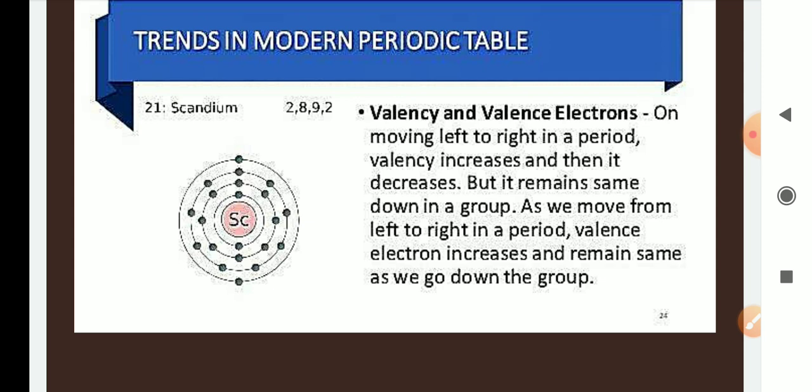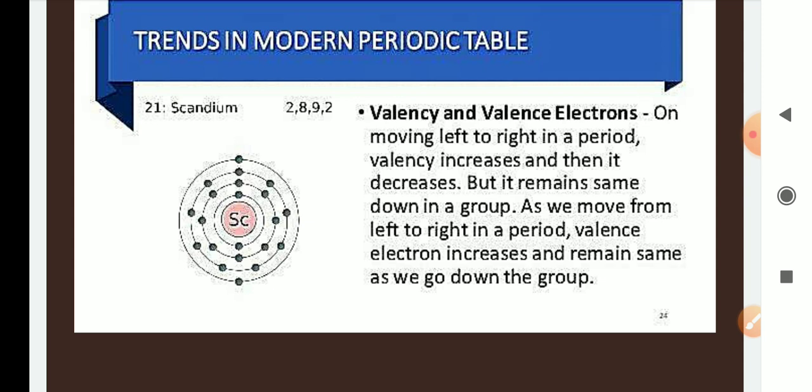The modern periodic table contains 18 vertical columns known as groups and 7 horizontal rows known as periods. That we have already discussed. On moving from left to right in a period, the number of valence electrons increases. Suppose hydrogen has a valency 1. Next, helium is 2. Like this, if you go through the period, you will see that it increases by 1.